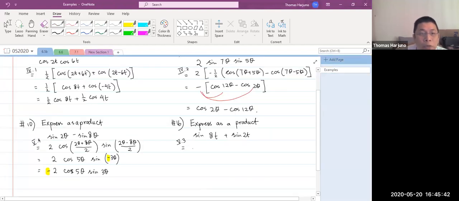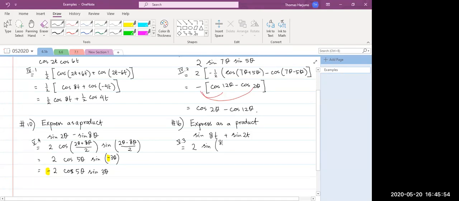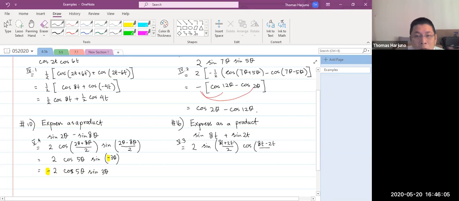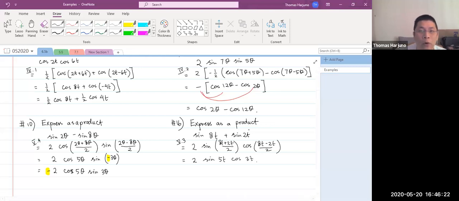Now suppose you do it that way, then this will be 2 times what? Sine of 8t plus 2t over 2. That's right. And then cosine of 8t minus 2t over 2. Good, thank you. And then this will be 2 times sine 5t cosine 3t. Now that's for number 16.